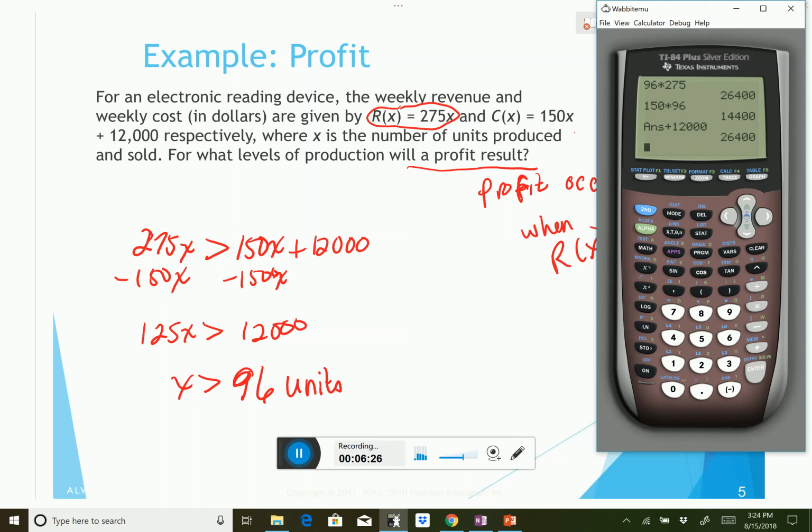So what if I made 100 units? Would it work? Well, this would be 27,005. And this would be 15,000 plus, so this would be 27,000. So yes, I would make a profit of $500 if that were the case. So this is correct. Okay.